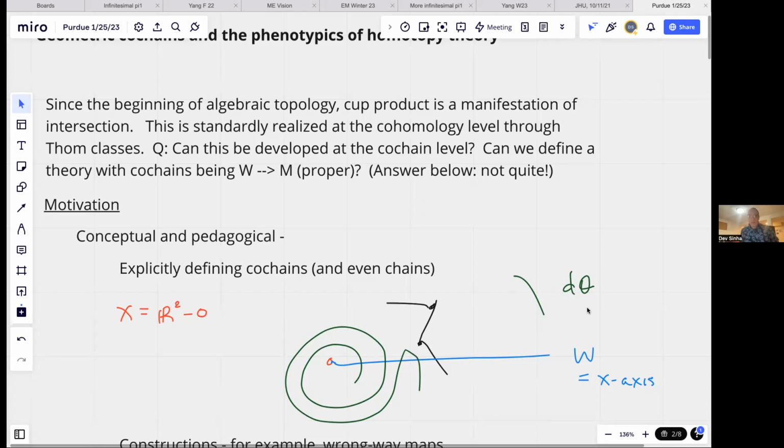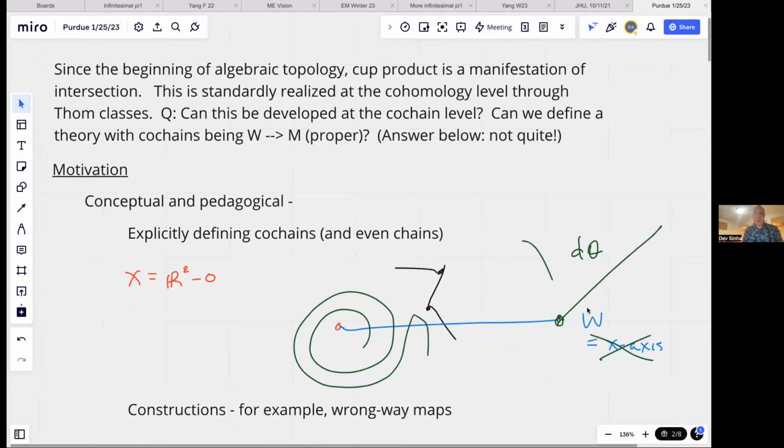It's always been something that people have done with Thom classes, cohomology classes. Although those are hard to, quote unquote, piece together, because what you want is also the ability to maybe not take the x-axis, maybe go out in some other direction for some reason. You have some reason that you want to piece together things with boundary in order to make these intersection cochains. Okay.